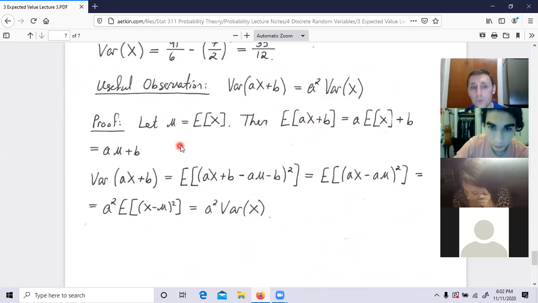So here is a proof of it. Let mu equal the expected value of x. Then the expected value of ax plus b is, according to the linearity, a times the expected value of x plus b. So it's equal to a mu plus b.